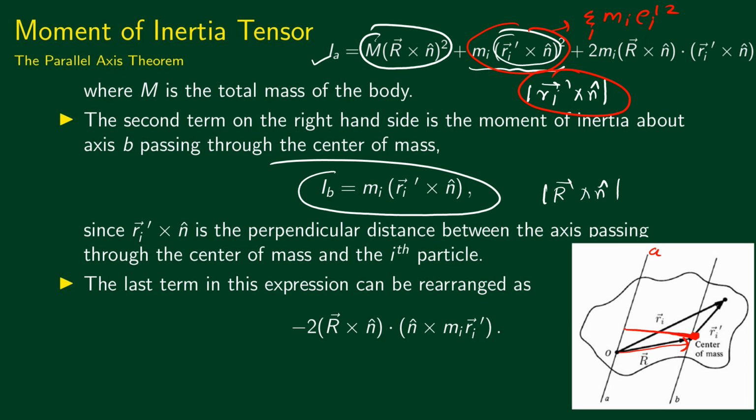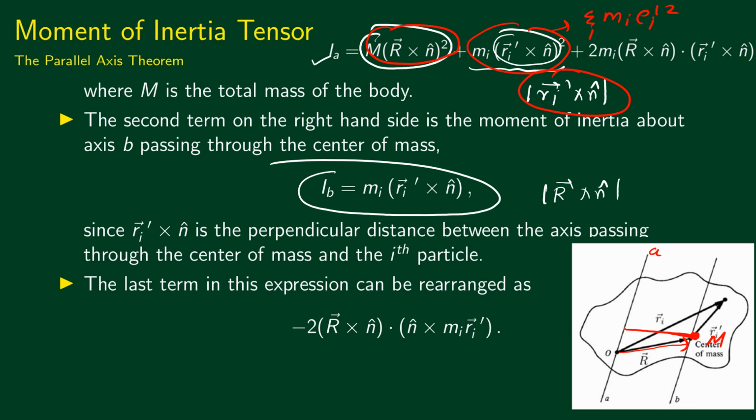Now, if you had a single particle of mass capital M sitting at this point, the moment of inertia of that particle would be M (capital R vector cross n hat) whole square. Okay, let's now look at the third term here. Here we have 2 mi (capital R vector cross n hat) dot (Ri vector prime cross n hat).